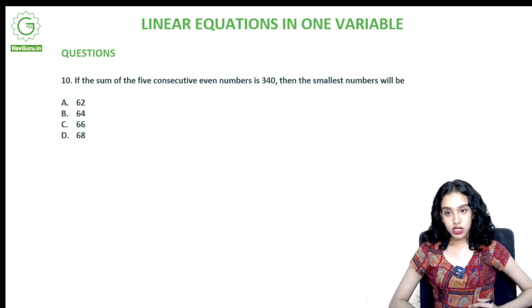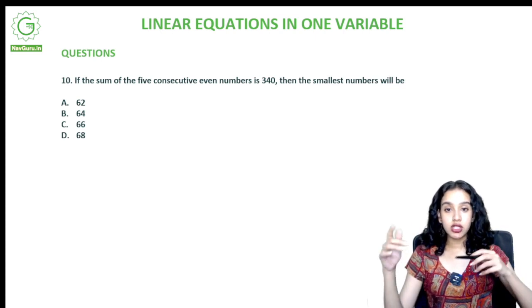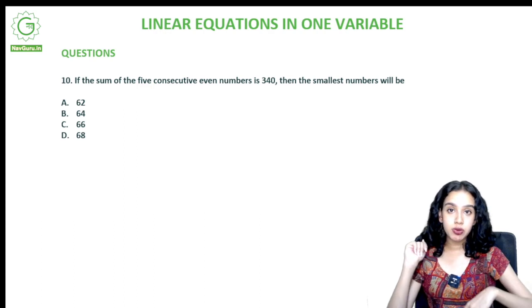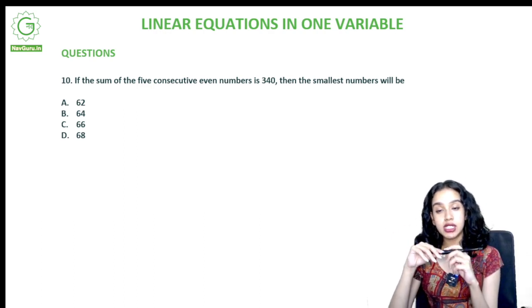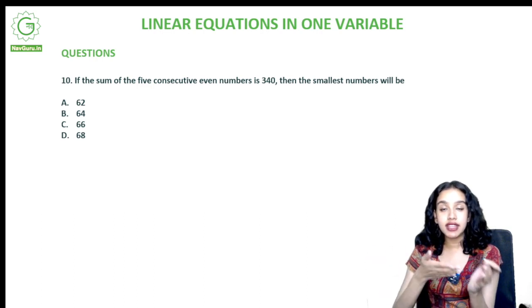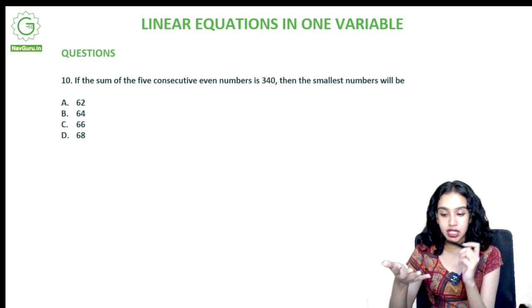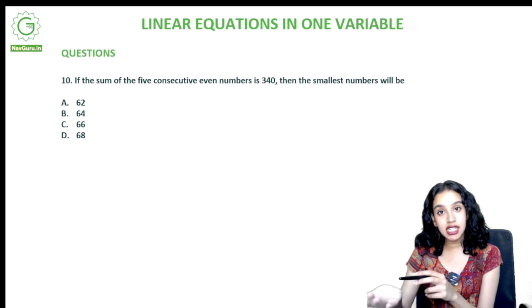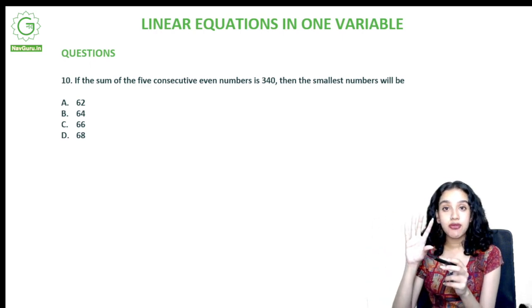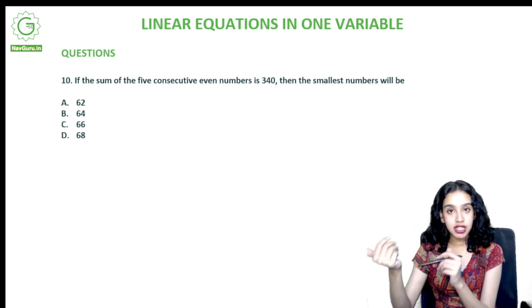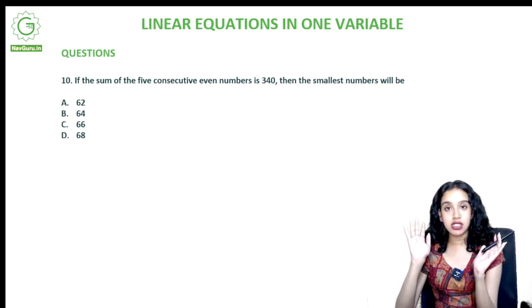Now let's move on to the next question. If the sum of 5 consecutive even numbers is 340, then the smallest number would be. So what is explained in this question? It's just said that when we add 5 consecutive even numbers, I'm saying that if I'm adding 2, what is the next even number, which is 4? What is the next even number, which is 6? Then it's 8, right? So like that, I'm taking 5 even numbers, and then I'm adding them, next to next. Then I get 340 as the sum.